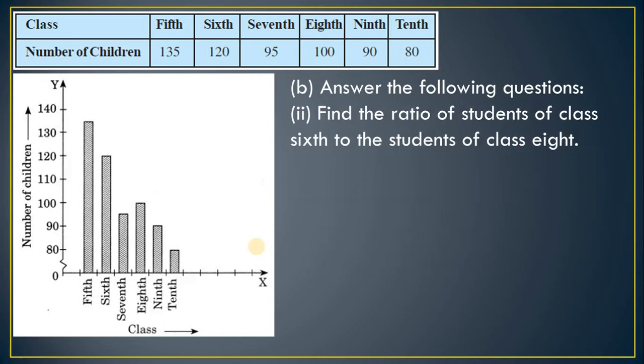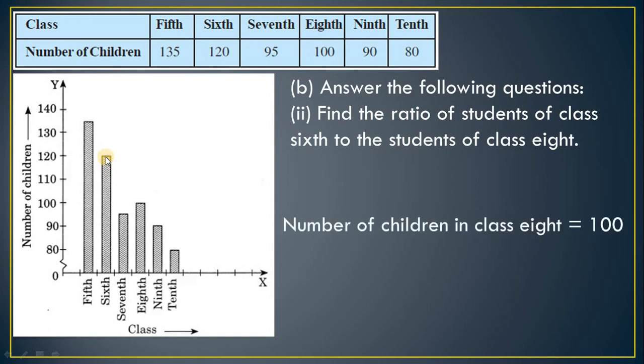Find the ratio of class 6 to class 8. In 6th standard, how many students are there? It is 120. Okay, so now the number of children in class 8. Here we have to find the ratio of class 6 to class 8.